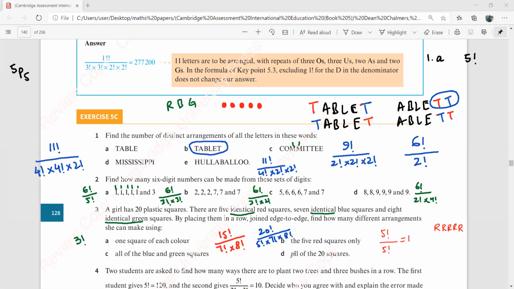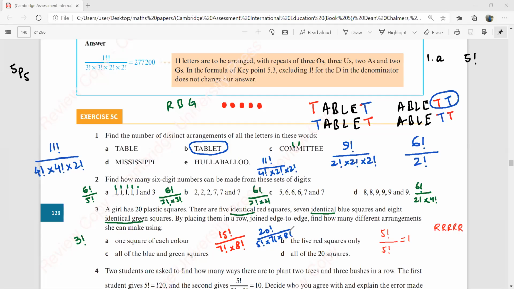Now look at this D part. How many cards are you arranging? 20. So you have to have 20 factorial. And out of those 20 cards, how many of them are the same? 5, 7, and 8 of each color. Yes, so that is why we have 5 factorial, 7 factorial, and 8 factorial.